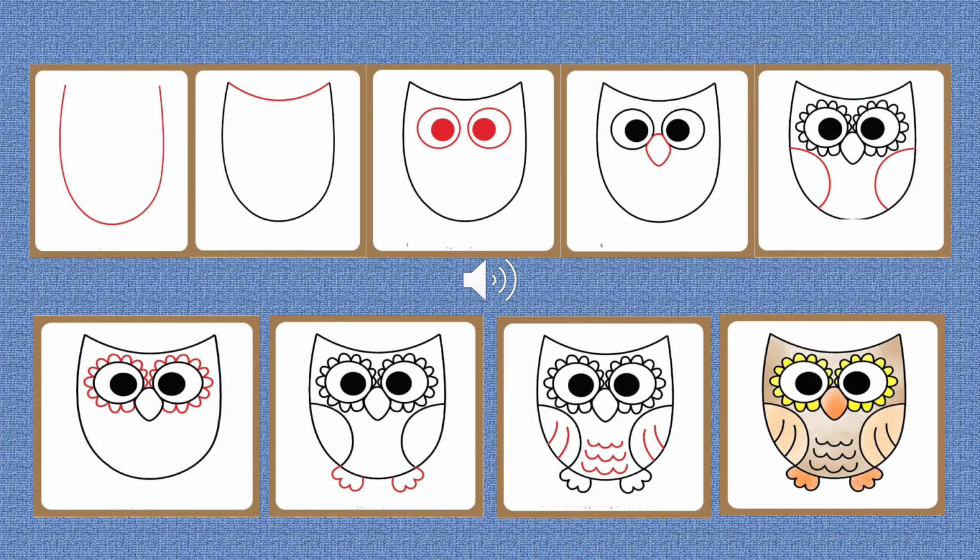Let's learn how to draw a cartoon bird. Few easy to follow and quick simple steps. I really hope you will like this.